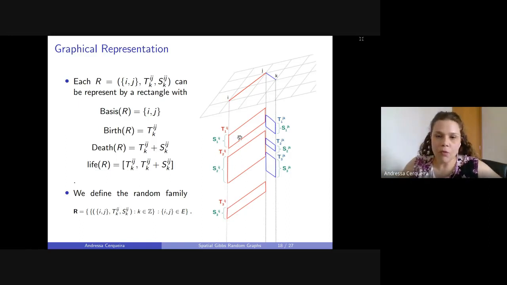Because here, for example, we can think that I have a rectangle such that the basis of this rectangle, I will say that's the edge that I'm looking at. The birth time of this rectangle is the time that it tried to be born. So in this case, it will be T1 ij. The death time will be how long it survives, so it will be T1 ij plus S1 ij. So it will be this length. It will be like the height of this rectangle. I don't know if the height is the correct word.